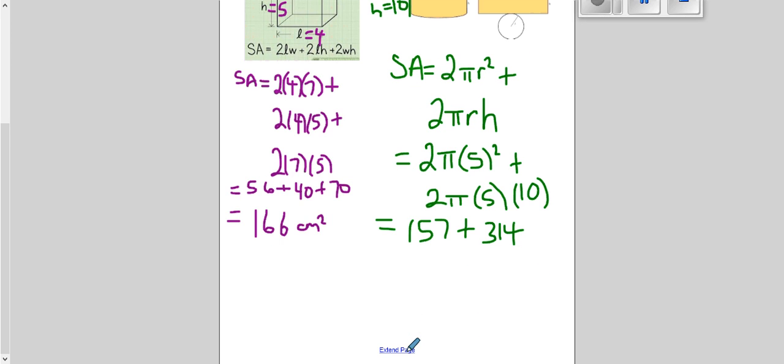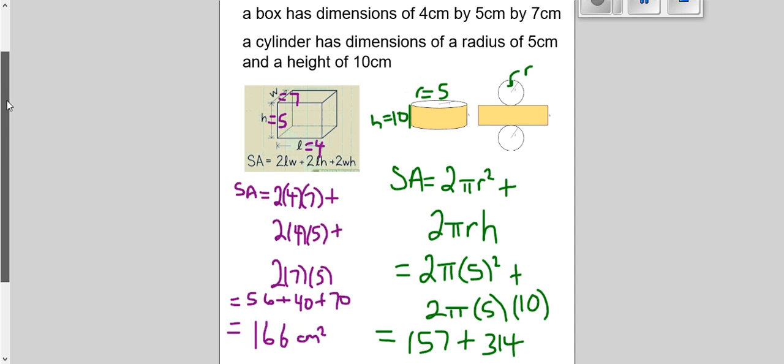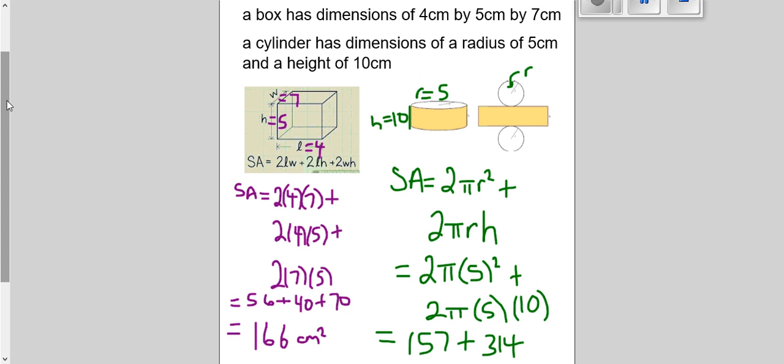And now if I add those two together, 314 plus 157, I get 471. And again, we were measuring in centimeters, so centimeters squared. Okay, so surface area is all about the outside area of whatever shape you have. So you look to take it apart and see those different shapes, and then it's just the area of each one of those shapes.